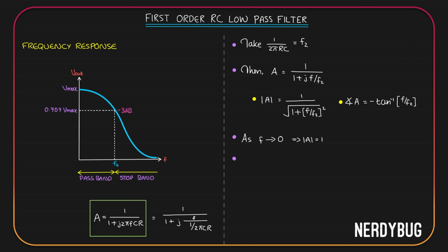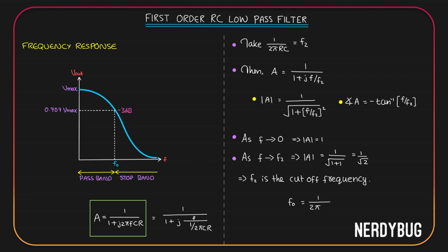Now let us see what happens to the magnitude of the gain as f becomes f2. If f becomes equal to f2, f by f2 will become 1. Then magnitude of gain will become 1 divided by root of 1 plus 1, which is 1 by root 2. But we already said when the gain becomes 1 by root 2, the frequency is called cutoff frequency. That means f2 has to be our cutoff frequency. But we took f2 to be 1 by 2 pi RC. So the cutoff frequency f0 is given by the expression 1 by 2 pi RC. Let's put it in a box.